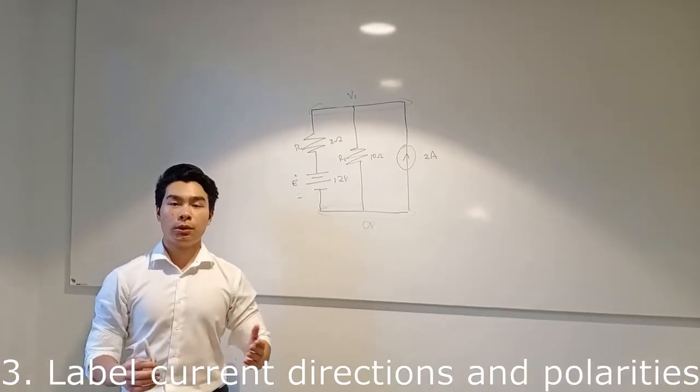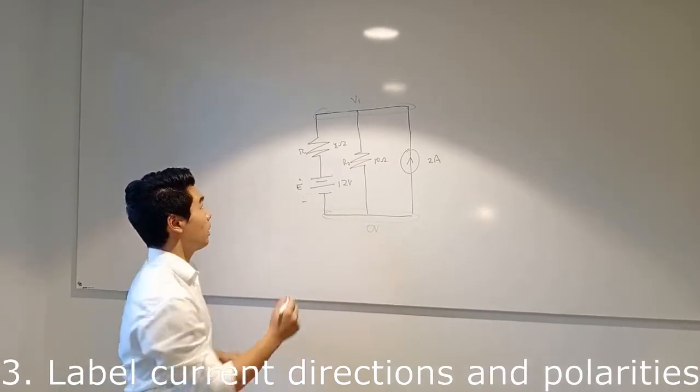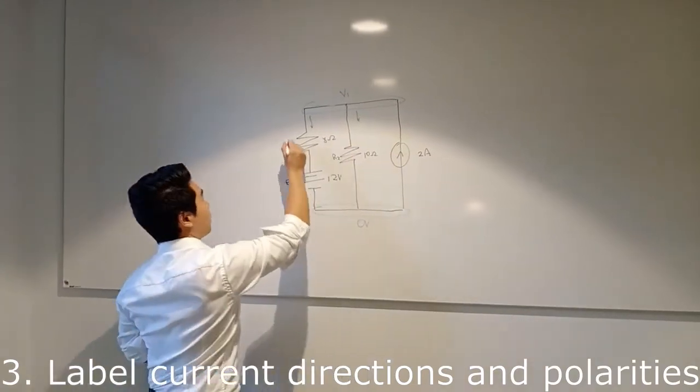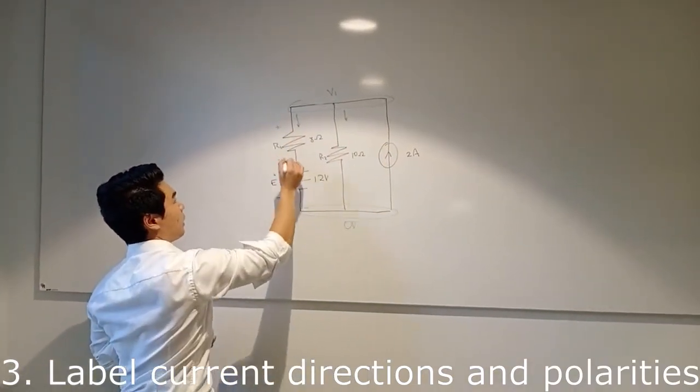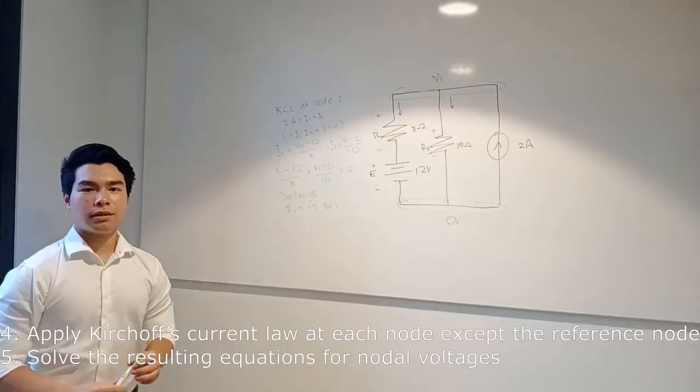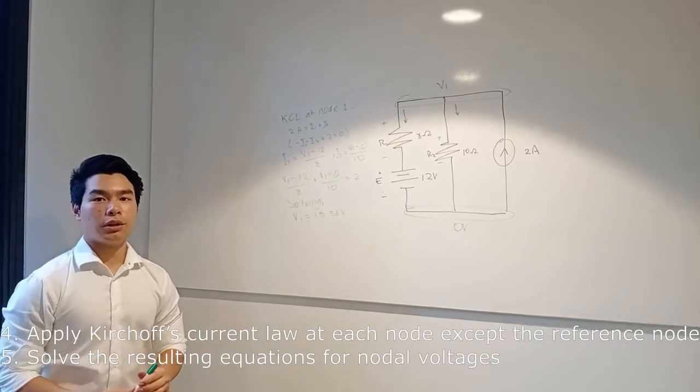Step 3, we have to label the current directions and polarities. Let's say the current travels downwards here, therefore this will be positive value, as well as this resistor will be also positive to negative. The fourth step is to apply Kirchhoff's current law.